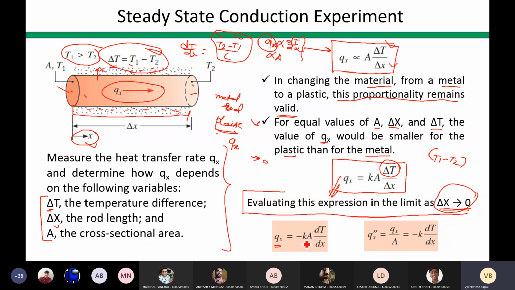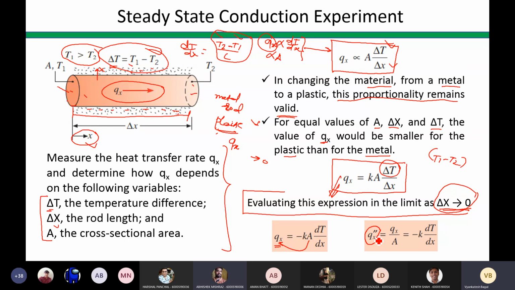So I will get Qx as minus KA dT by dx, and then the heat flux Qx double dot, which is nothing but the rate of heat transfer per unit area, so Qx by A. So this will be minus K dT by dx. So that A here is taken on the left hand side, and then I am writing it as the heat flux Qx double dot. So is it clear how we derived this? Qx double dot is minus K dT by dx.